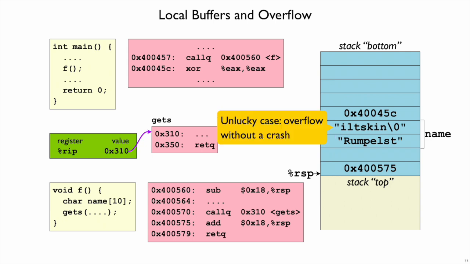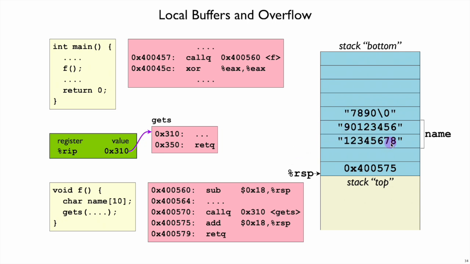In other words, this is illustrating the unlucky case, where we have in fact done something undefined in C, but anything could happen, and one thing that could happen is that the program seems to work just fine. We have overflowed the buffer, but it prints hello Rumpelstiltskin and returns without crashing.